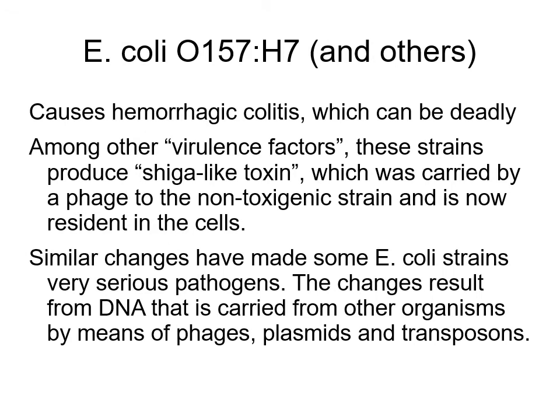Okay, so just to contrast a pathogen from a non-pathogen, we have E. coli 0157:H7. Okay, this is a very severe infectious agent. It causes hemorrhagic colitis, which can be deadly. But these are not innately E. coli genes that cause this. This particular strain of E. coli has a lot of associated virulence factors and toxins that they produce, which were carried by phages to the non-toxigenic strain, but now are part of this particular strain's genome. So the changes involve the phages, plasmids, and transposons that actually carry these kinds of things.